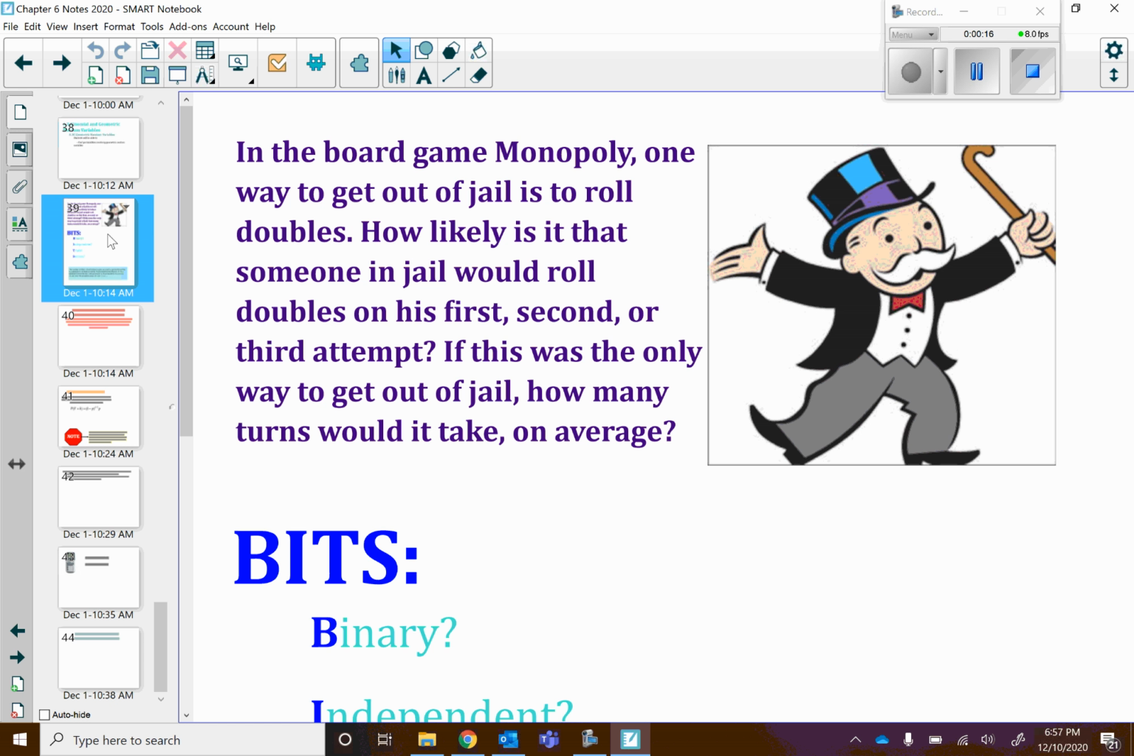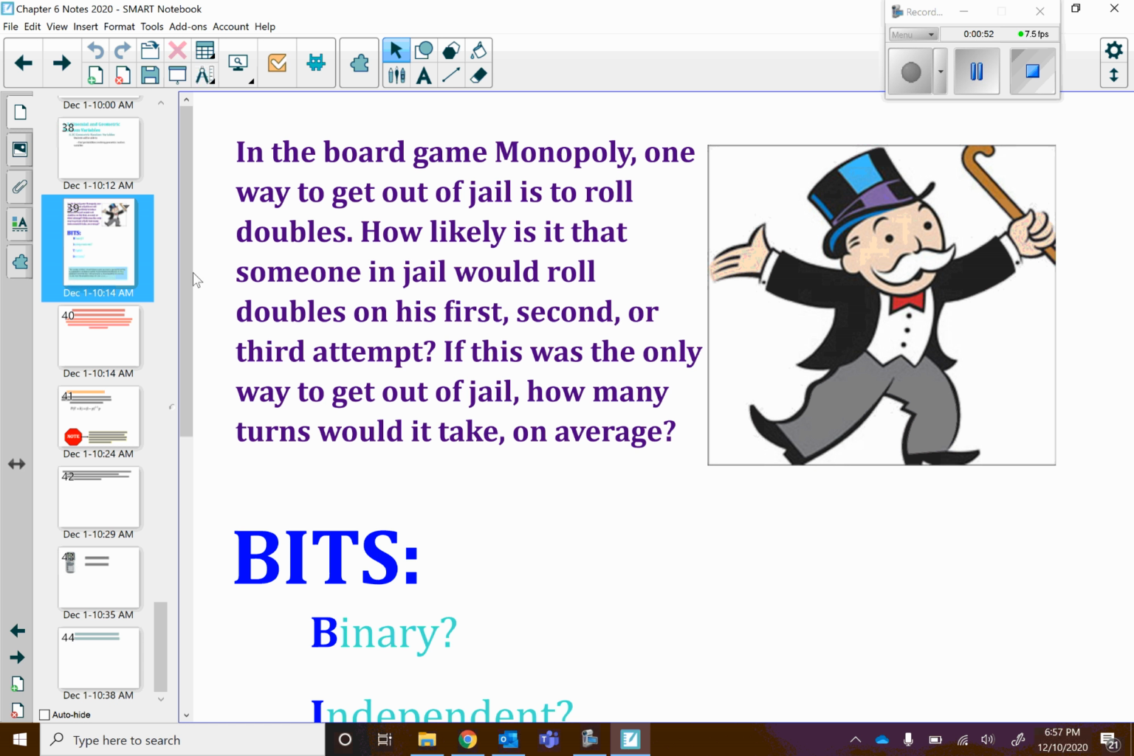Let's consider the game of Monopoly, where if you want to get out of jail, you can do that by rolling doubles. So in the board game Monopoly, one way to get out of jail is to roll doubles. How likely is it that someone in jail would roll doubles on his first attempt? What about his second attempt or his third attempt? If this was the only way to get out of jail, so you couldn't get out of jail just by going through the turns, how many turns would it take on average? We can describe this scenario using a geometric random variable.